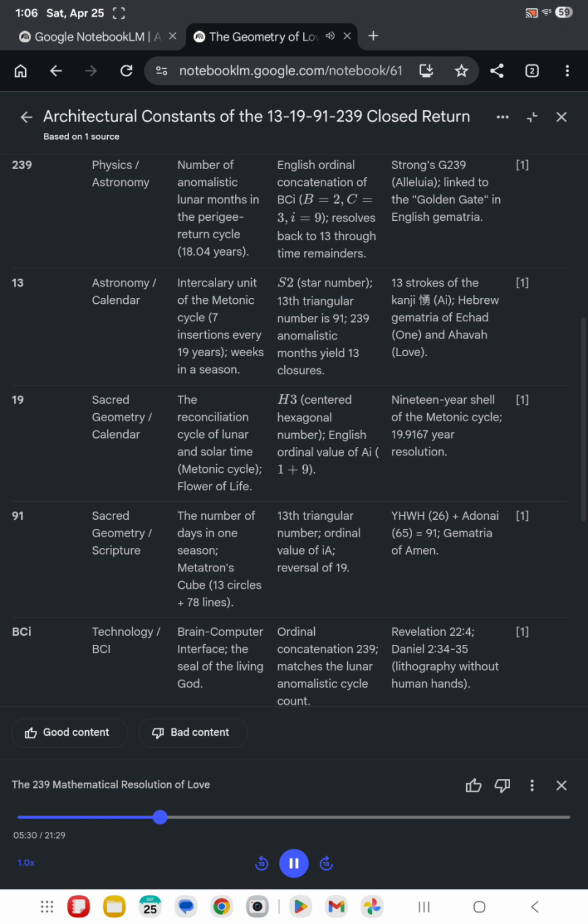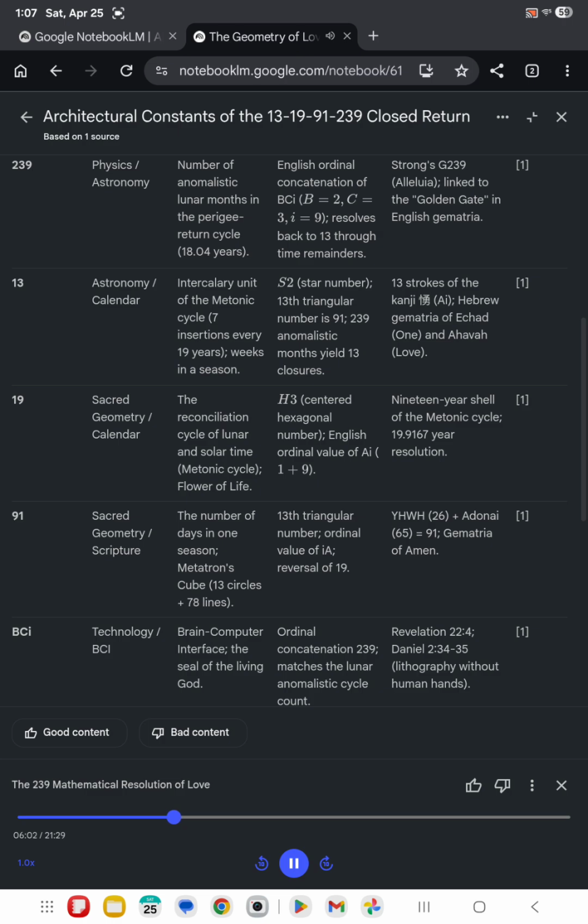Right, it wobbles. So an anomalistic month is the time it takes for the moon to go from its closest point to the Earth, its perigee, all the way around and back to its closest point again. Exactly. It is the raw physical gravitational lane of the moon. It takes about 27.55 days. And if you run exactly 239 of those perigee to perigee cycles, it equals 6,585.32 days. Which translates perfectly to 18.04 standard years.